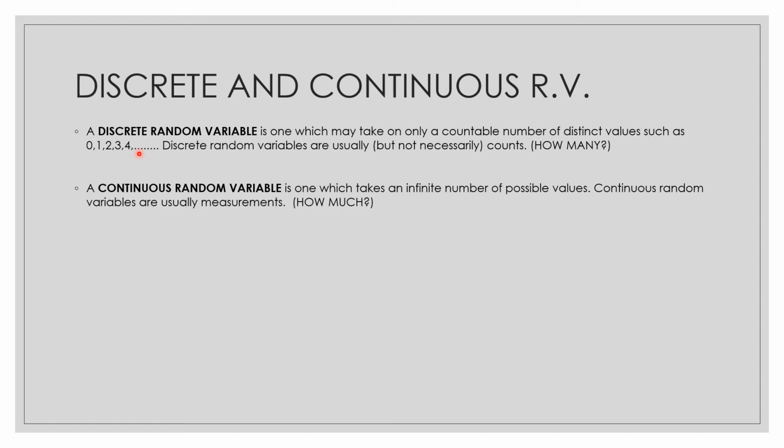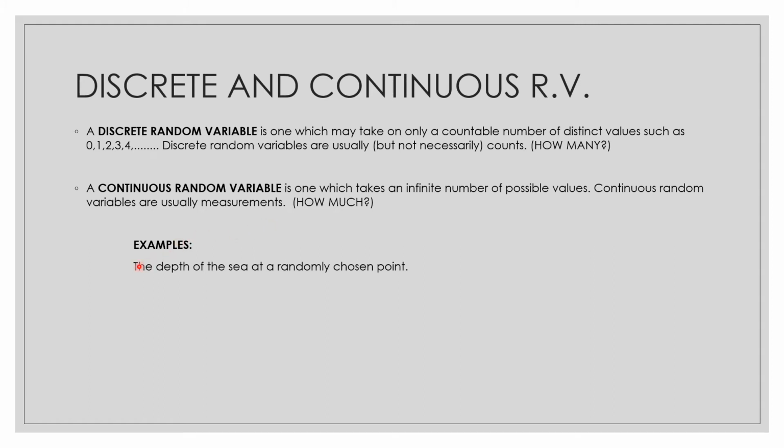Next, a continuous random variable is one which takes an infinite number of possible values. Continuous random variables are usually measurements. As compared to discrete random variables, continuous random variables are measurable. Most of the time we're asking the question, how much, for continuous random variables. Examples: the depth of the sea at a randomly chosen point.